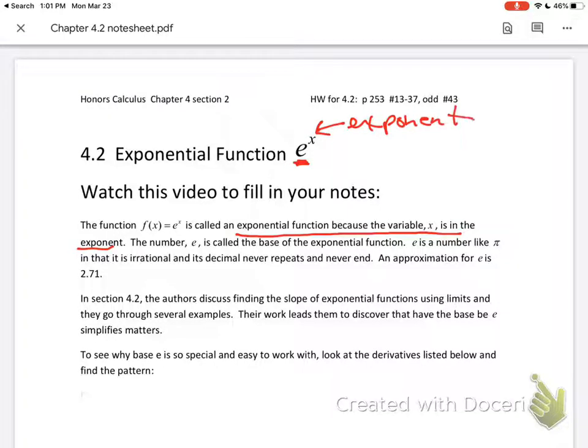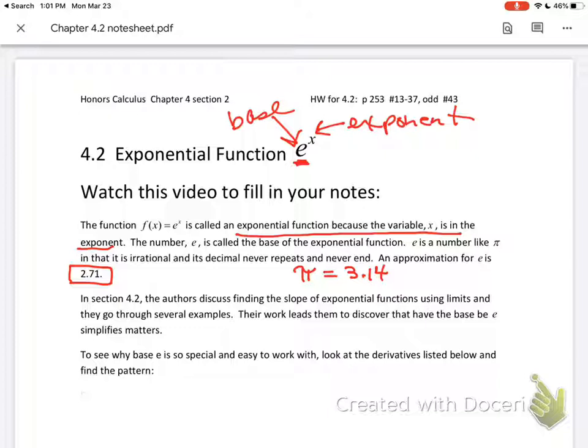Okay, so we did this general topic in 4.1. So I'm just illustrating things here for you. All right, so e is a number just like pi in that it's irrational, and its decimal never repeats and it never ends. So an approximation that sometimes you see used for e is 2.71, just like the approximation you see sometimes used for pi is 3.14. For our purposes, we're going to keep our answer, for the most part, in e. So we'll get to that a little later.